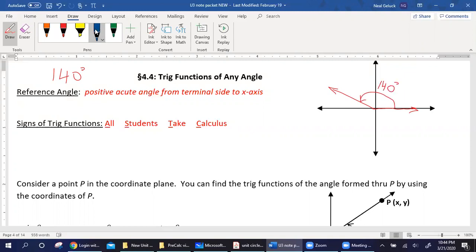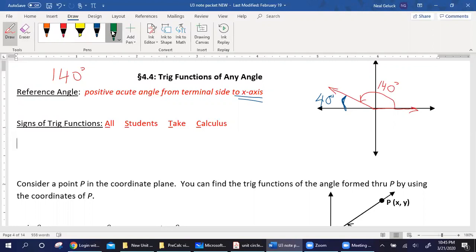The reference angle always goes to the x-axis and it goes from the terminal side. So I just shoot down to the x-axis. So in this problem, the reference angle would be 40 degrees. That looks terrible, but that says 40 degrees. Always the tiny angle to the x-axis. The quickest way I can get to the x-axis. Never go to the y-axis. We're going to use the reference angles to find our trig values throughout this section and subsequent sections.